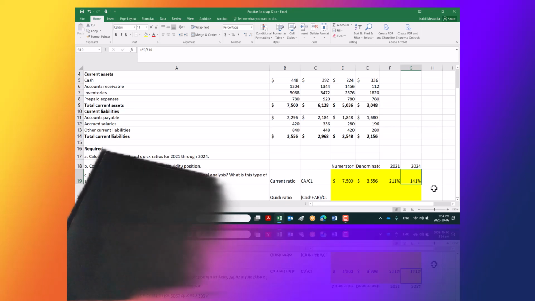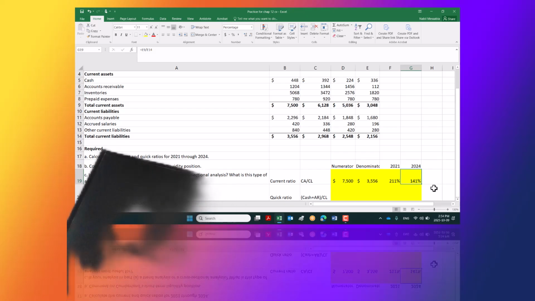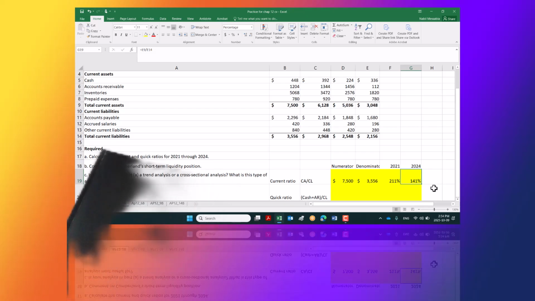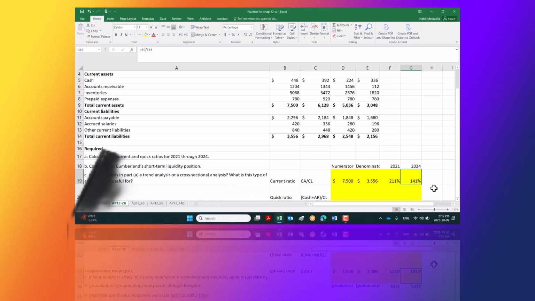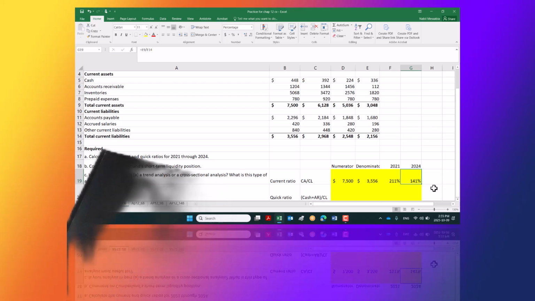They had a current ratio of 211% in 2021. Three years later, it goes down to 141%. What is your interpretation of this? Bad news, of course. The liquidity is deteriorating. So this is really what you have to understand for your report. This is the interpretation, because the calculation is just in the appendix, okay? But the interpretation is what will be in your report.